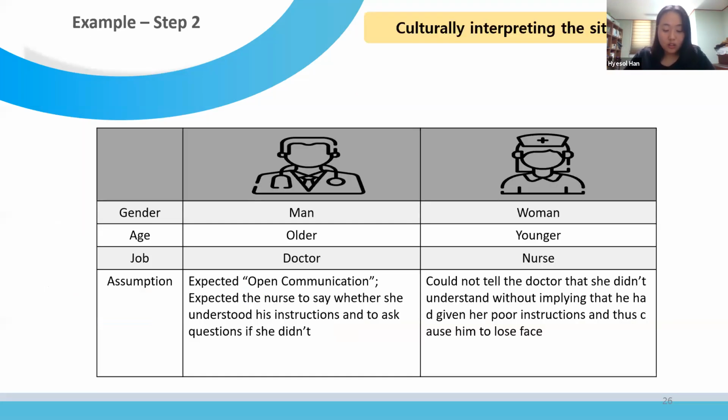To interpret the situation, the doctor was older and the nurse was younger. He was the doctor and she was the nurse. Culturally, he expected the nurse to say whether she understood the instruction and ask a question about it, which is open communication. However, she couldn't tell the doctor that she didn't understand without implying that he had given her poor instructions, and it would make him lose faith.